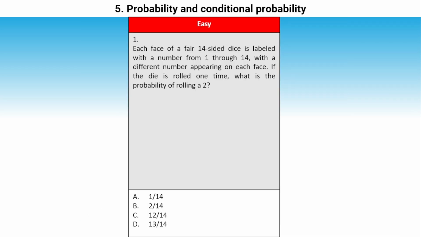So let's move to the next one, probability. Each face of a 14-sided die is labeled with a number from 1 to 14, with a different number appearing on each face. If the die is rolled one time, what is the probability of rolling a 2? So there are 14 sides, meaning the total is 14, and we want the probability of rolling a 2. Since the die has the numbers from 1 to 14, there will be only one 2. So the answer is 1 by 14, right?